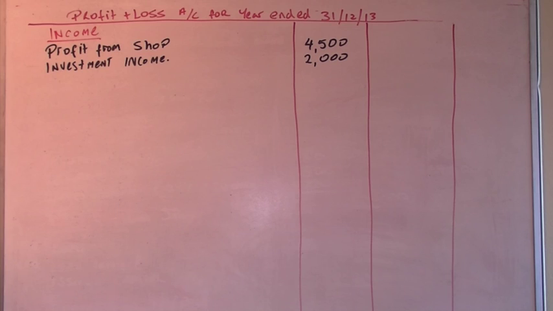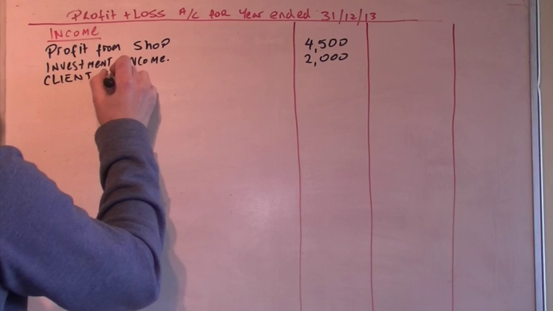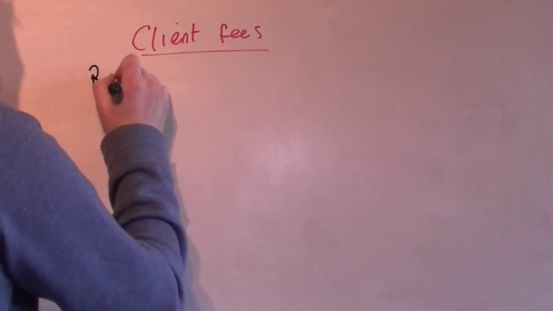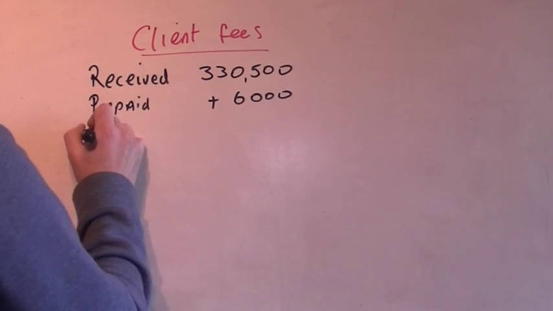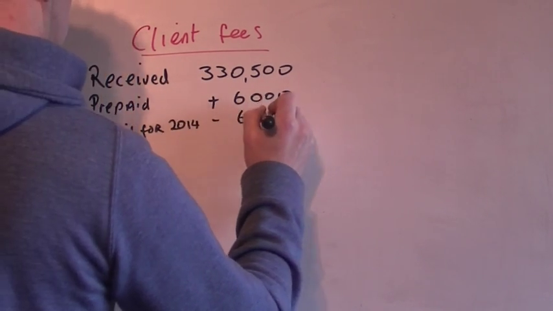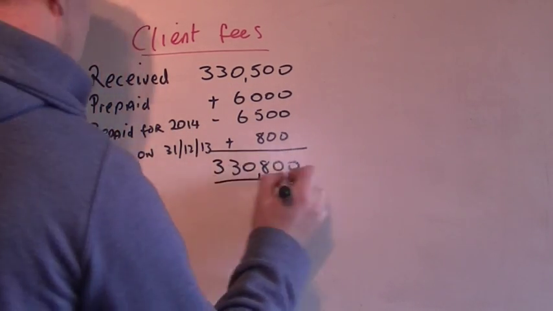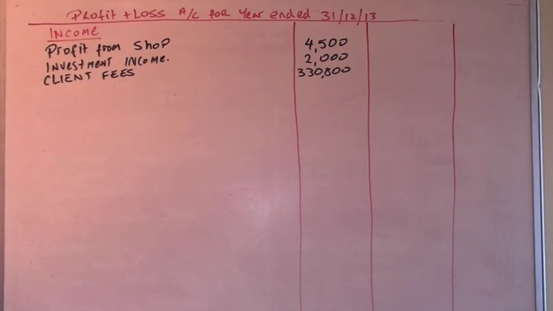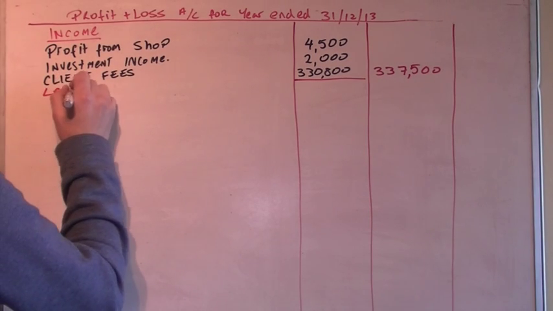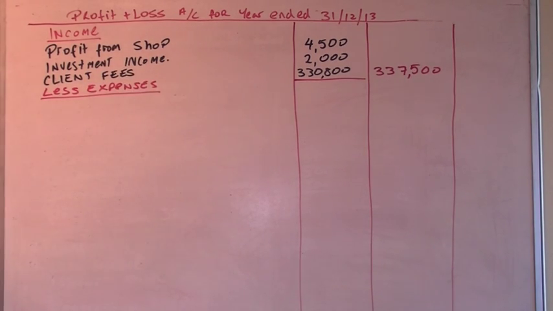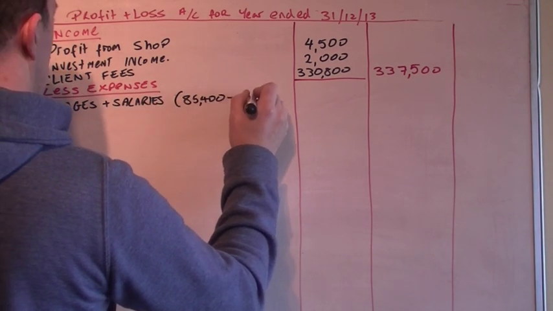Our final income is client fees, and our client fees figure is calculated based on a number of adjustments. To find the figure for client fees, we know that we have received 330,500, and with that there was prepaid for this year 6,000, so we need to add that. Prepaid for next year was 6,500, which we don't want to count as part of this year's, but there was another 800 due at the end of this year for this year, giving us a total fee of 330,800 for our client fees. That means our total income is 337,000 euro 500.